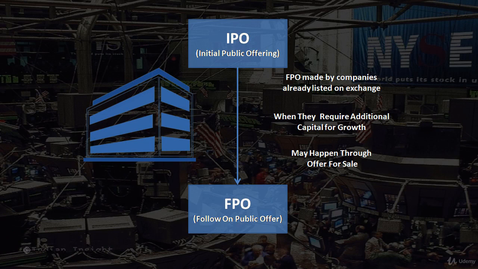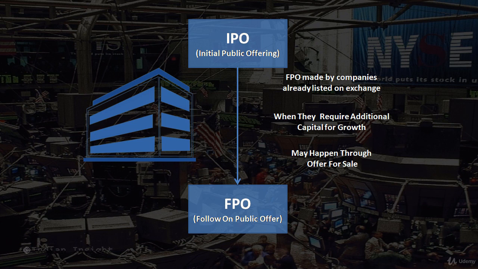Now let's look at FPO or the follow-on public offer. The FPO route is taken by an issuer who has already made an IPO in the past, that is by companies who are already listed on the stock market. When such companies want to make a further issue of securities to the public, they can do so by offering a follow-on public offer.